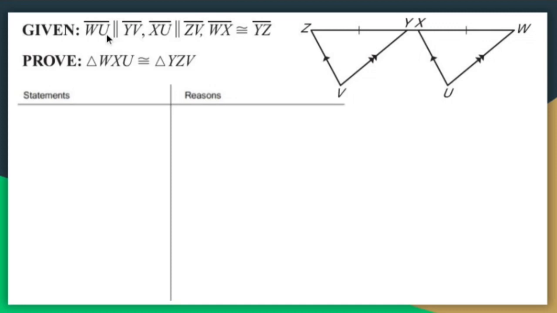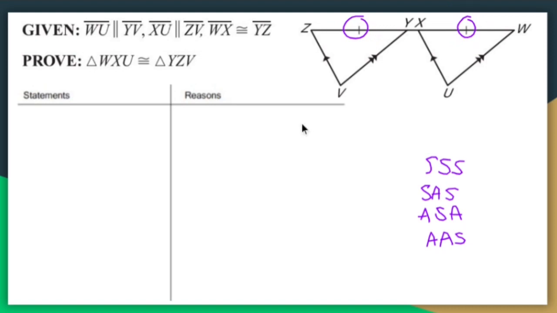Given WU is parallel to YV, XU is parallel to ZV, and WX is congruent to YZ, prove these two triangles are congruent. All right, so these are my congruency rules. I have SSS, I have SAS, I have ASA, and I have AAS. The second pair I have congruent sides right there. Okay, so I have an S.